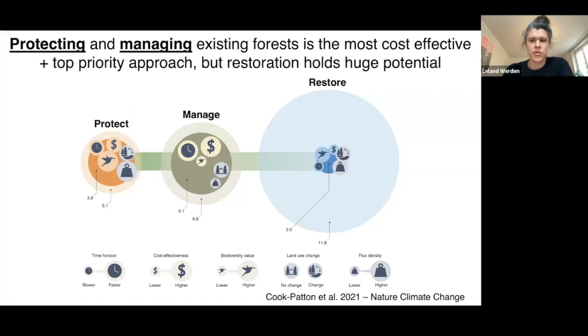However, the outer circles, the unshaded ones, represent the potential for climate mitigation with each approach. So while it's very expensive to do restoration, there is tremendous capacity to draw down CO2 and reduce the impacts of climate change. But first, we just need to make sure that we're prioritizing protection and management before we think about doing any type of restoration.